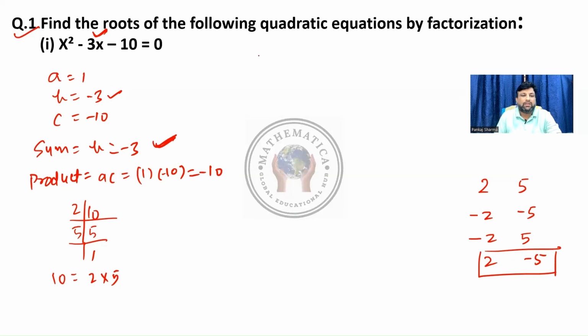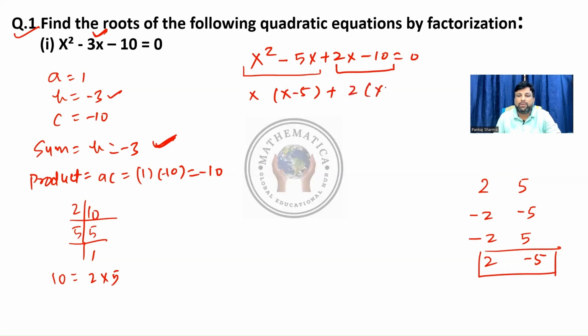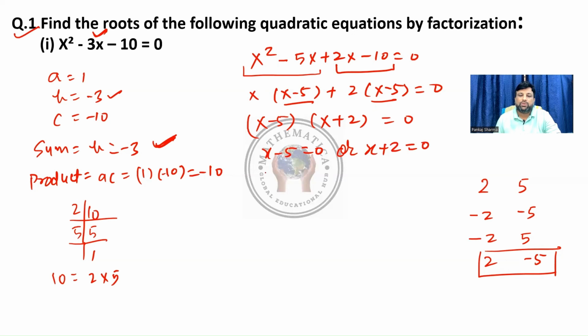So we can split the middle term: x square minus 5x plus 2x minus 10 is equal to 0. Between the first two terms, we can take x common, so x minus 5. Between the other two terms, we can take 2 common, so it will be x minus 5. Now we have x minus 5 in both, so we can take x minus 5 common, and it becomes x minus 5 times x plus 2 is equal to 0. So either x minus 5 is equal to 0 or x plus 2 is equal to 0. So x is equal to 5, or x is equal to -2.